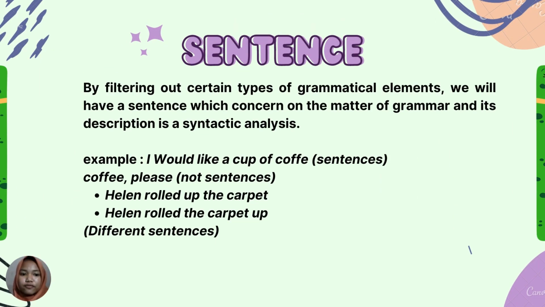Sentence. By filtering out certain types of grammatical elements, we will have a sentence which concerns the matter of grammar, and its description is a syntactic analysis. The meaning of a sentence is determined by the language, something known to all people who have learned to use that language. The example: I would like a cup of coffee. Sentence. Not sentence: Coffee, please.